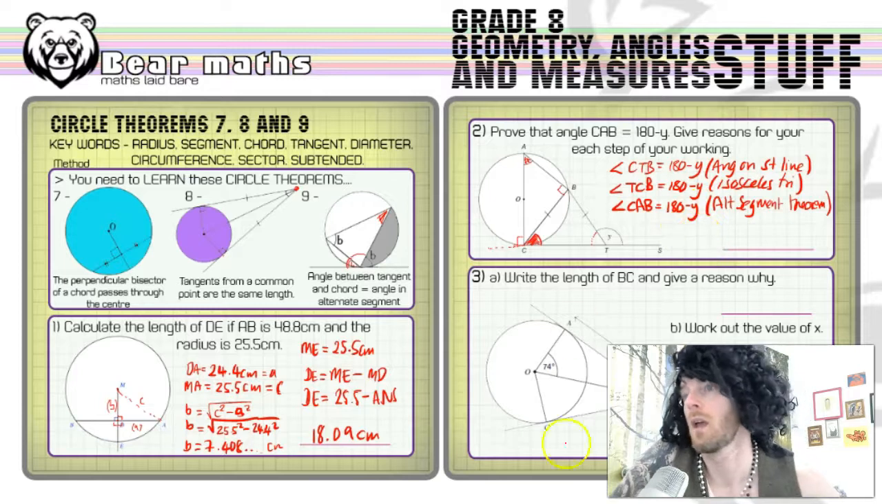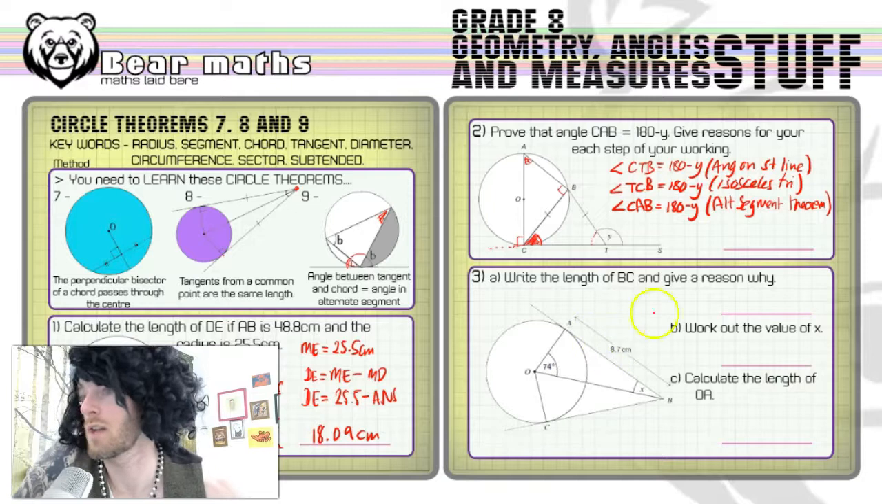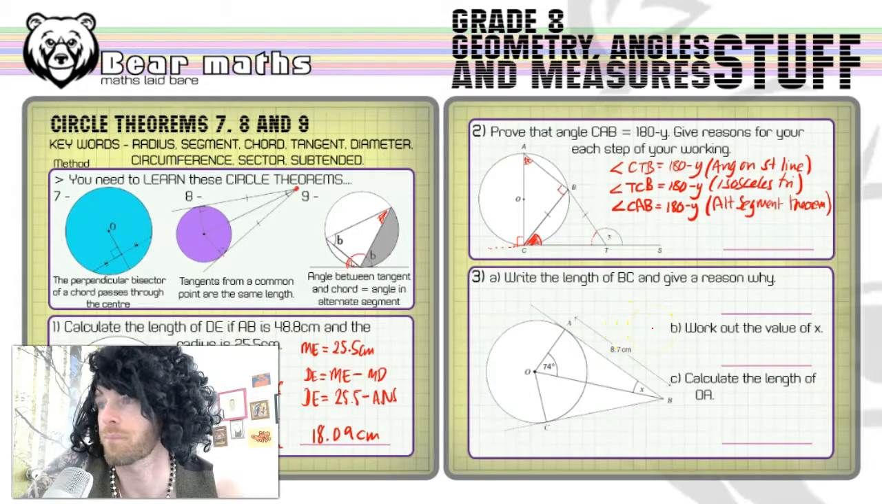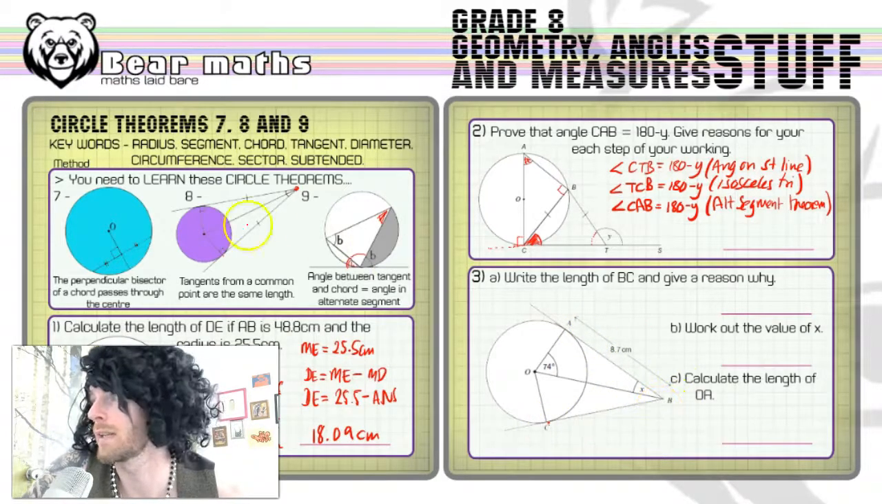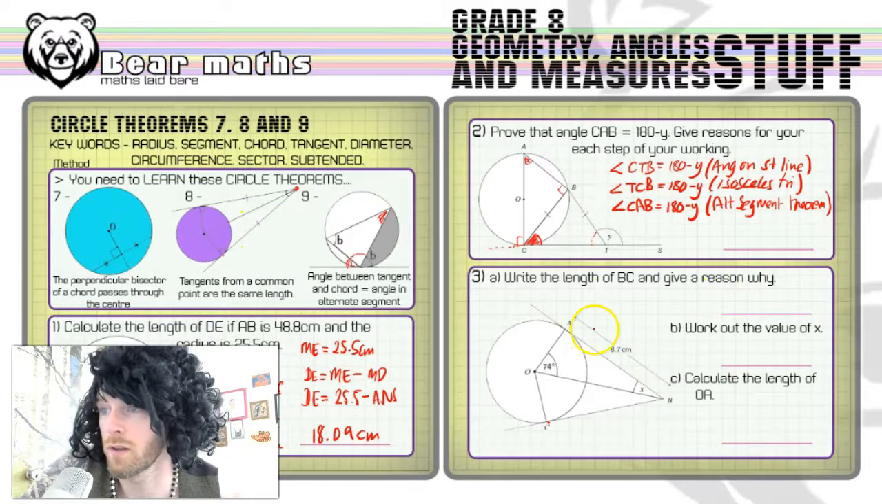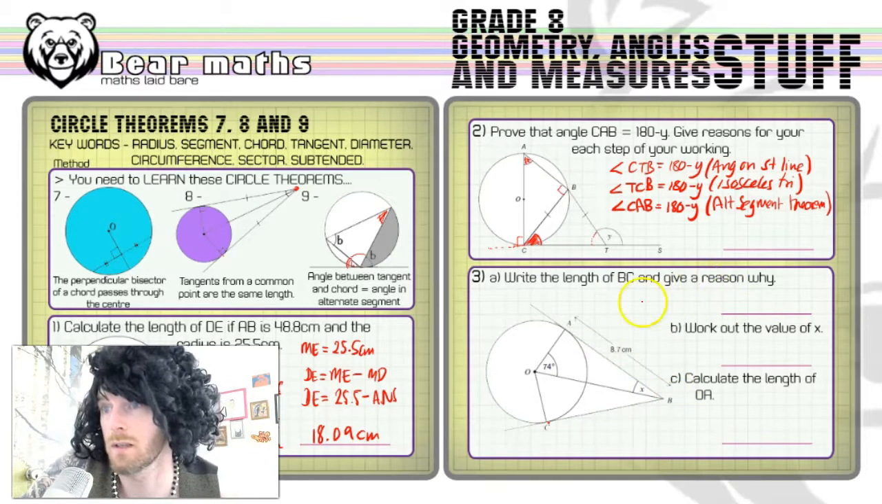All right. Now, third and final question in the geometry section, which is quite an achievement because there's been a lot of them. Three things to do. Write down the length of BC and give a reason why. So the length of BC is here to here, right? This one we're employing the tangent lengths circle theorem. So the distance is 8.7 centimeters.